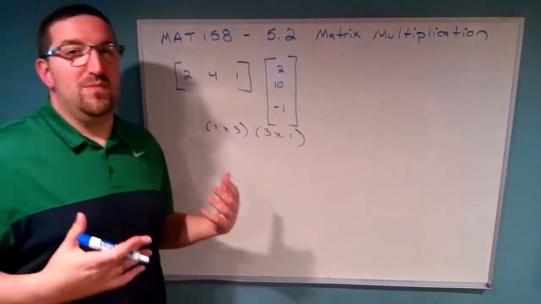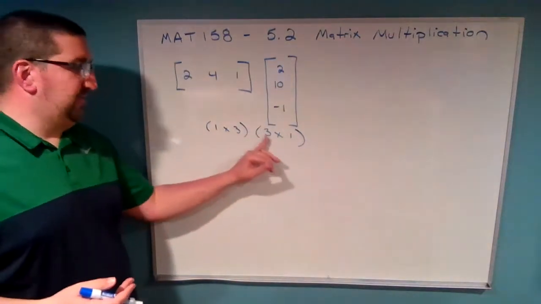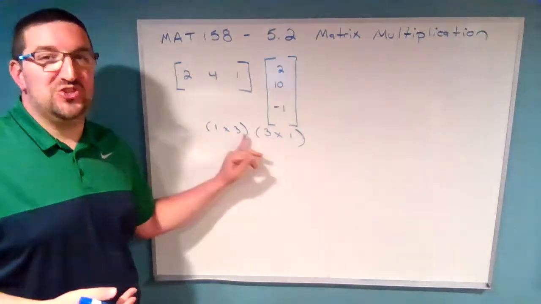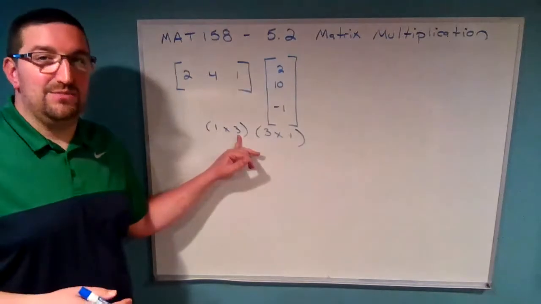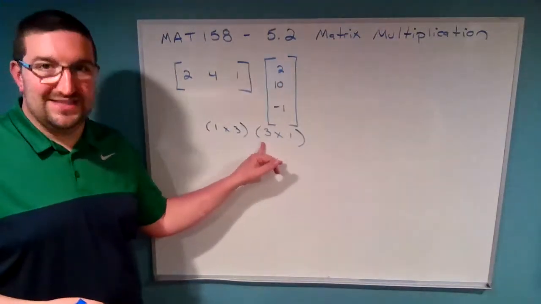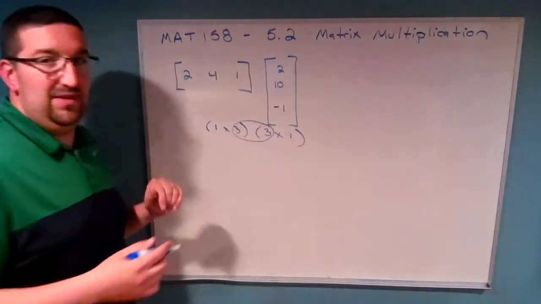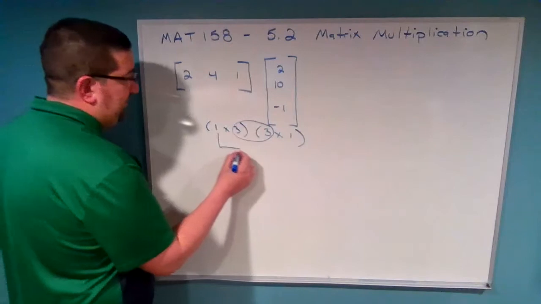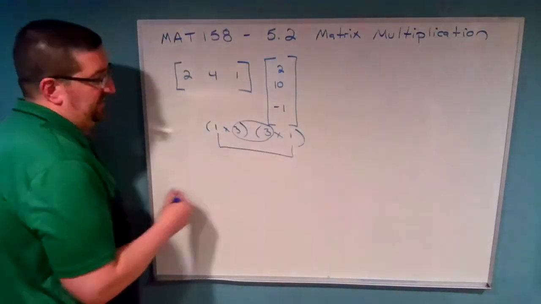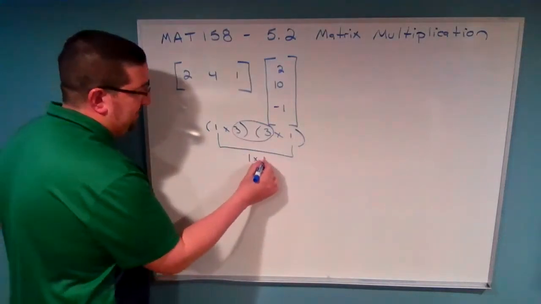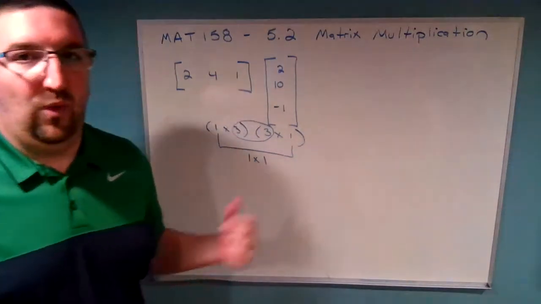In order to multiply matrices together, the middle dimensions have to be the same. So the first matrix's columns have to be equal to the second matrix's rows. So these middle numbers have to be the same. The result of this matrix multiplication is going to be what the outside numbers are. So the result is going to be a 1 by 1 matrix. It's only going to be one number, a 1 by 1.